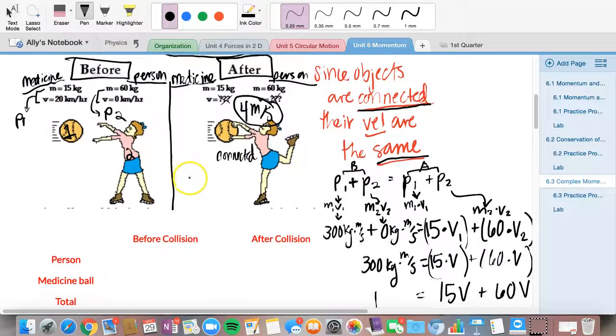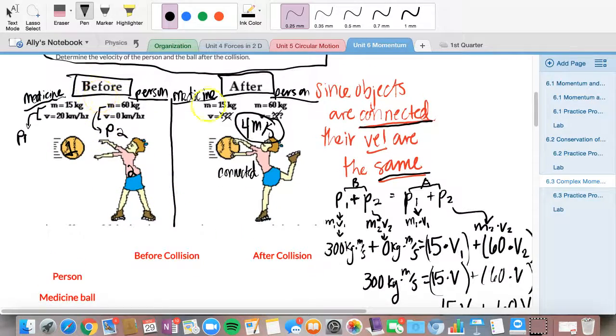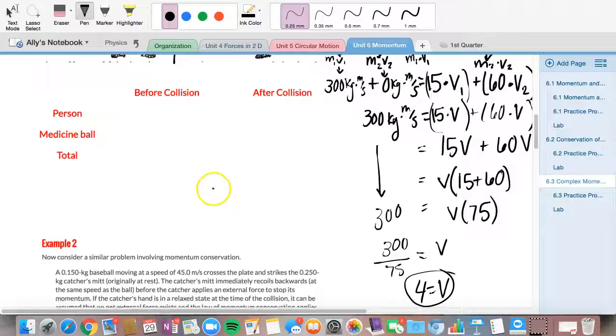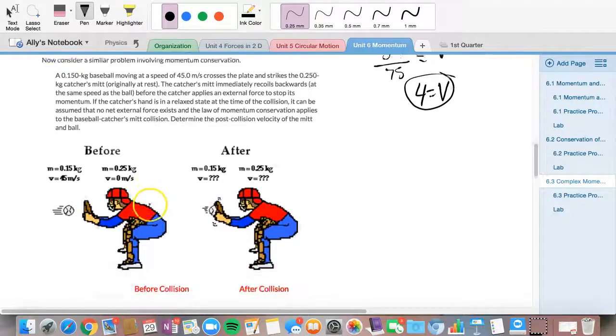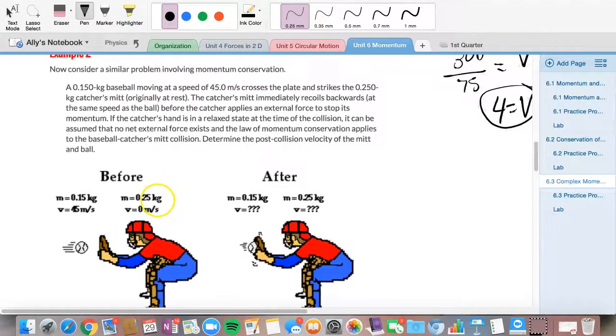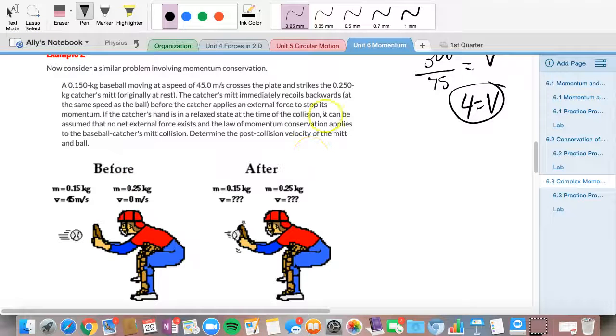Okay. So it's really important that you list everything before and after. So let's go ahead and do that with example 2. We're reading this situation, and remember, we have to start by labeling everything. A 0.15 kilogram baseball moves at this speed. So I write it right here. This is the mass of the baseball. Here's the speed of the baseball. And I'm going to label it.